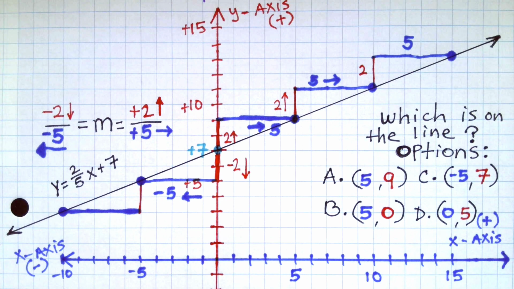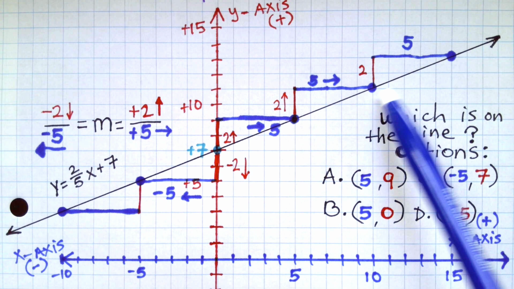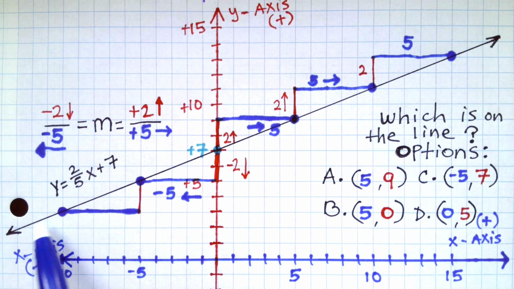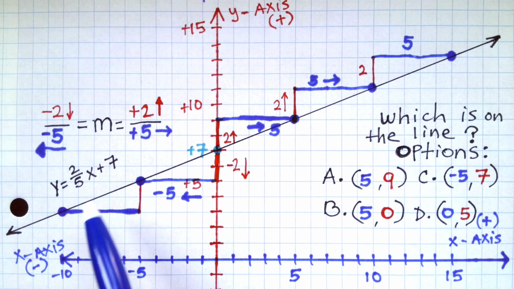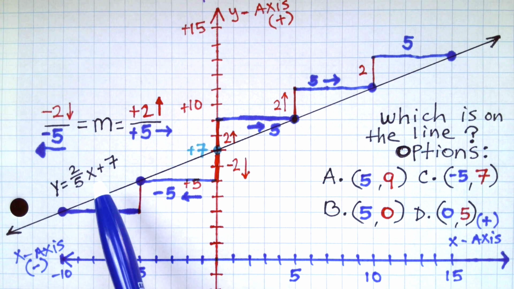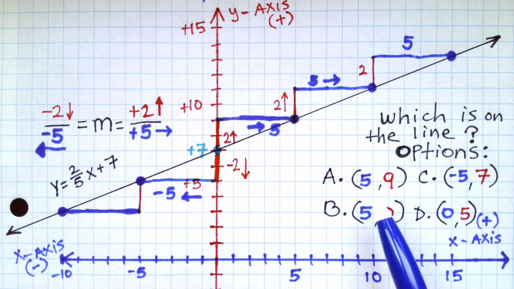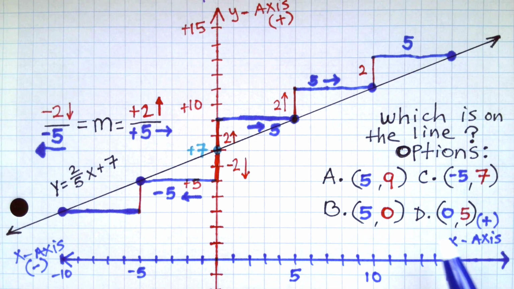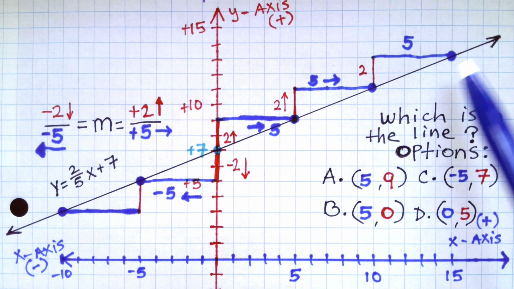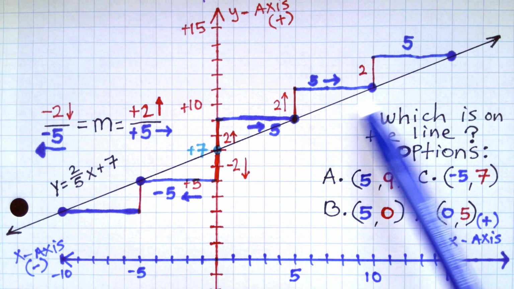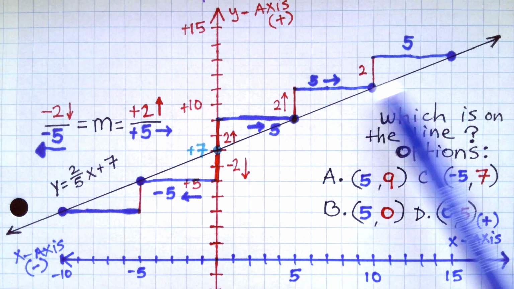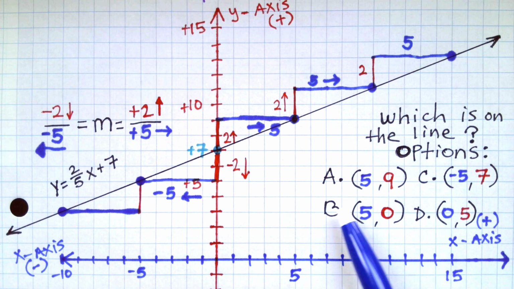Okay, so as you can see here, we've connected all of these ordered pairs and we have graphed our straight line. And the title or name of that straight line is that linear equation in the problem, y equals 2/5 x plus 7. Now, is A, B, C, or D, which ordered pair lies on this linear equation? Or again, linear just means straight. Straight line equation.